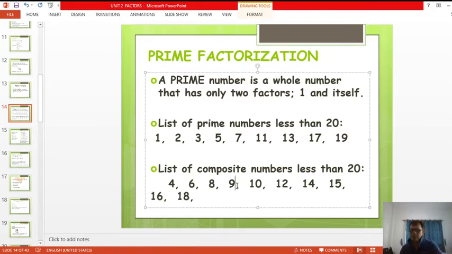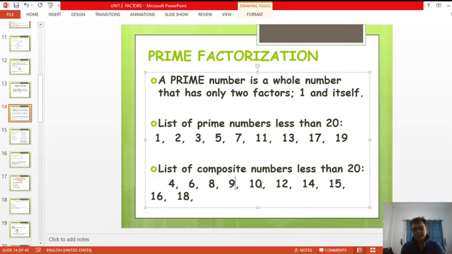Then how about 9? Maybe you think 1, 2, 3, 5, 7, 9. No, because 9 can be factored by 3 times 3, right? So that's already 2 factors there. And again, we have 9 times 1. So there are 4 factors. So it is not a prime number. Likewise with 10.